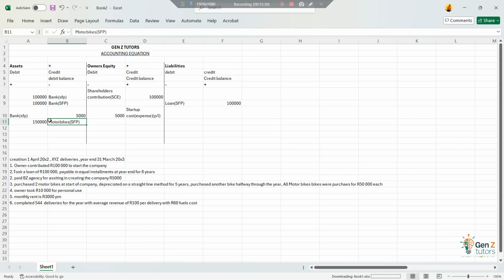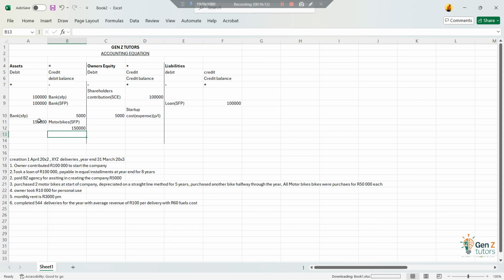And then now, after the motorbikes have been purchased, you have to ask yourself, what else happens over here? The motorbikes have been purchased, but at the very same time, what were they purchased with? They were purchased with cash. So now we increased our assets with 3 motorbikes costing 150,000, but now our bank account will decrease with 150,000 as well. So it's buying an asset at this point in time.